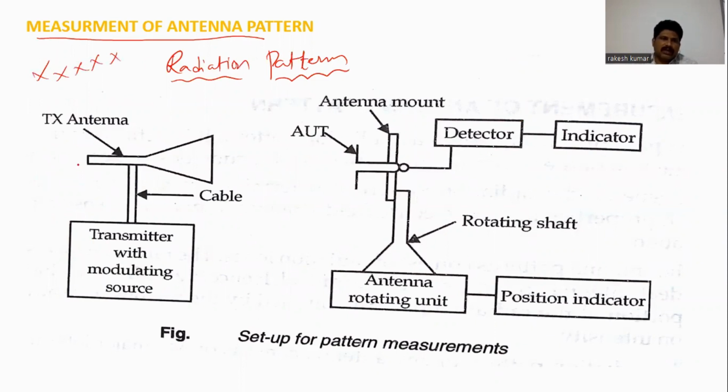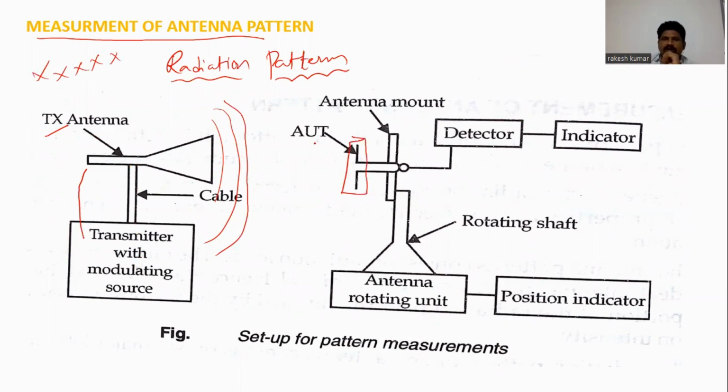Here the transmitting antenna is this. This is my transmitter, and this is my transmitting antenna. By using different modulation techniques, a high frequency signal is transmitted and given to this antenna. The antenna will radiate that signal in this direction. Now, whatever antenna you want to test, you keep here.